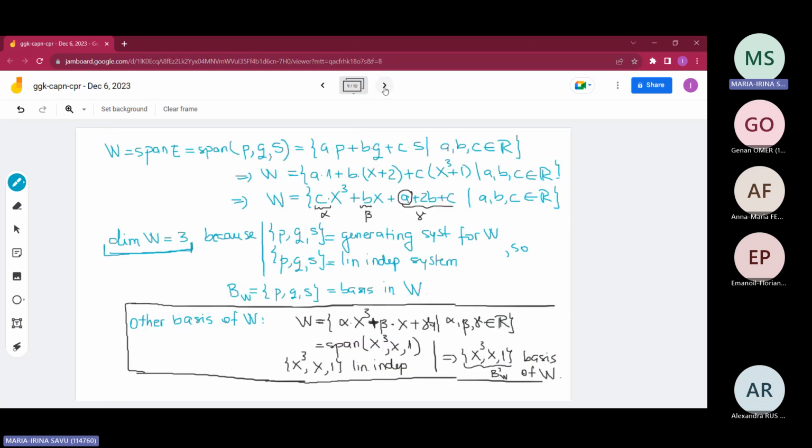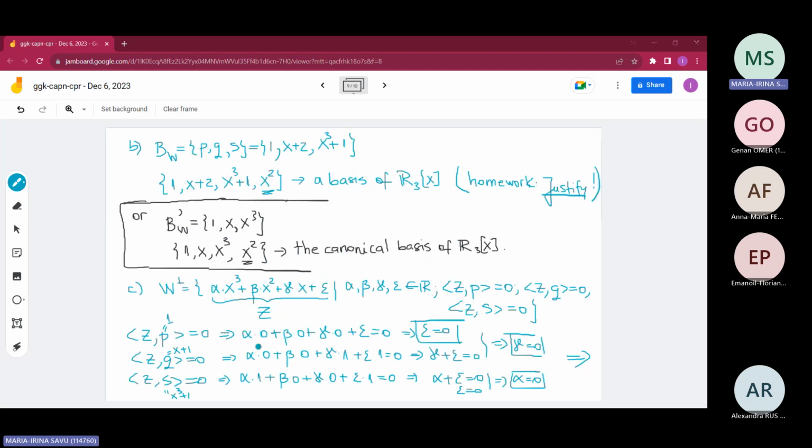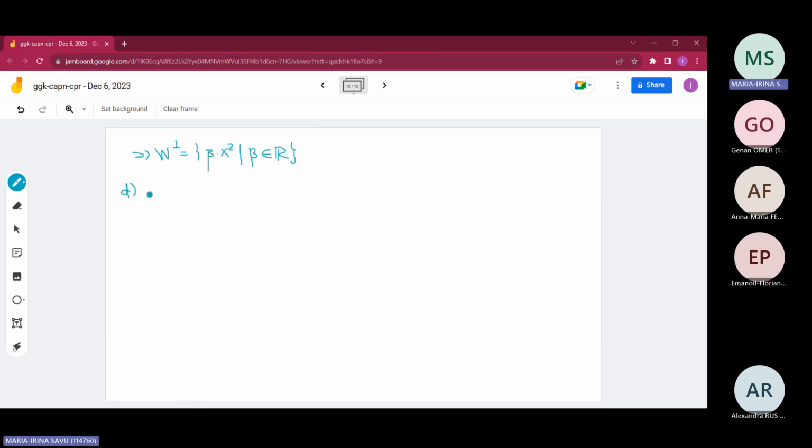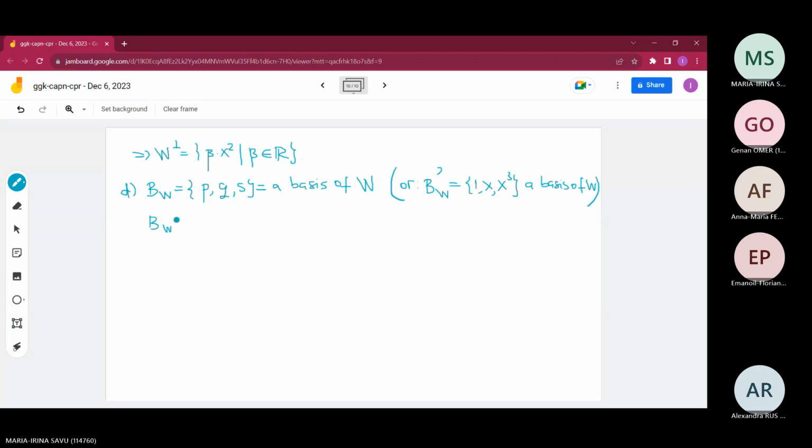Okay, let's see what we have until now. So B, the basis of W, consists of P, Q, and S. This is a basis of W. Or we could take B_W prime, which consists of 1, x, and x cubed, again a basis of W. And the basis of the perpendicular is x squared, and this is a basis of W perpendicular.